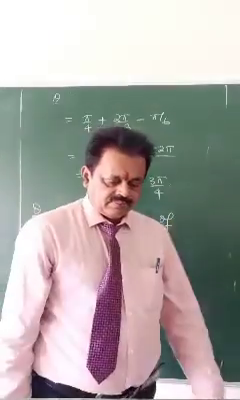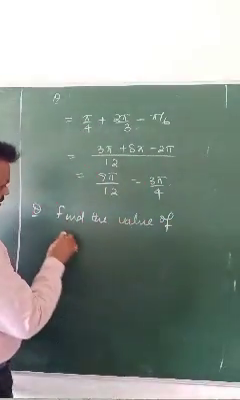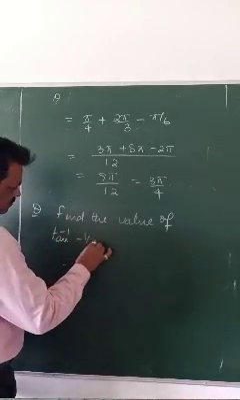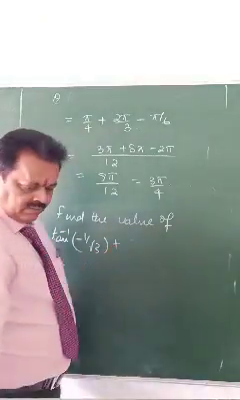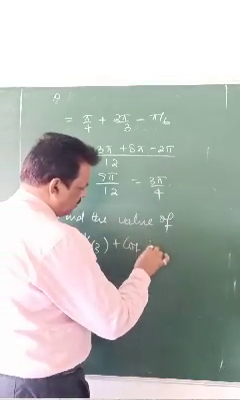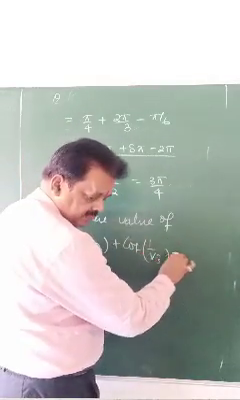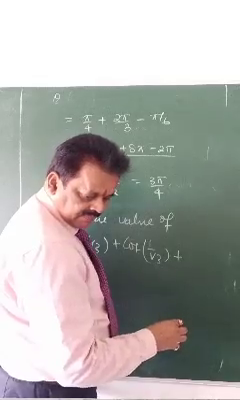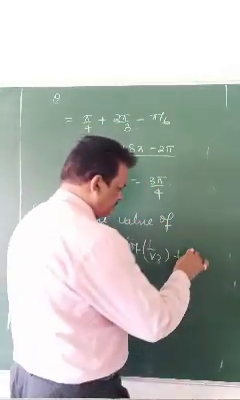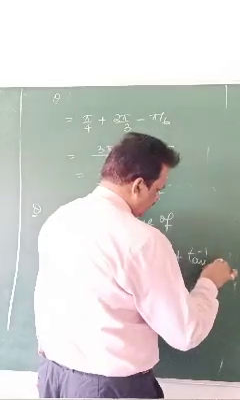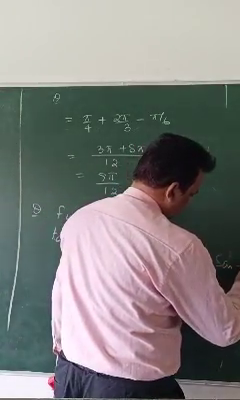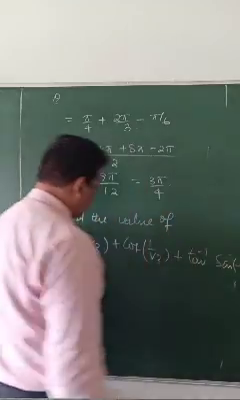Find the value of tan inverse. Exactly same method you have to follow. Tan inverse of minus 1 by root 3, plus cot inverse of 1 by root 3, plus tan inverse sin minus pi by 2. This is a new pattern.